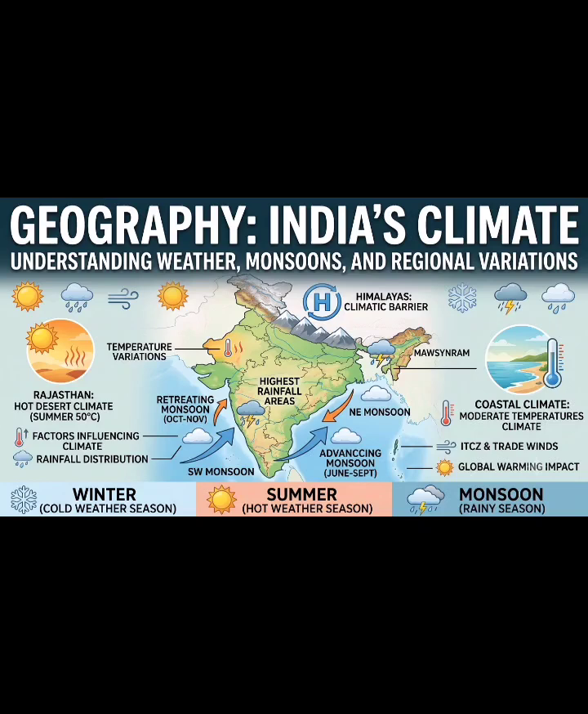Next question, explain the October heat. So the combination of high temperature and high humidity during the retreating monsoon makes the weather very oppressive. Next question, why does Mawsynram receive the highest rainfall? So the funnel shaped relief of Khasi Hills traps the moisture laden monsoon winds, forcing massive orographic rainfall.